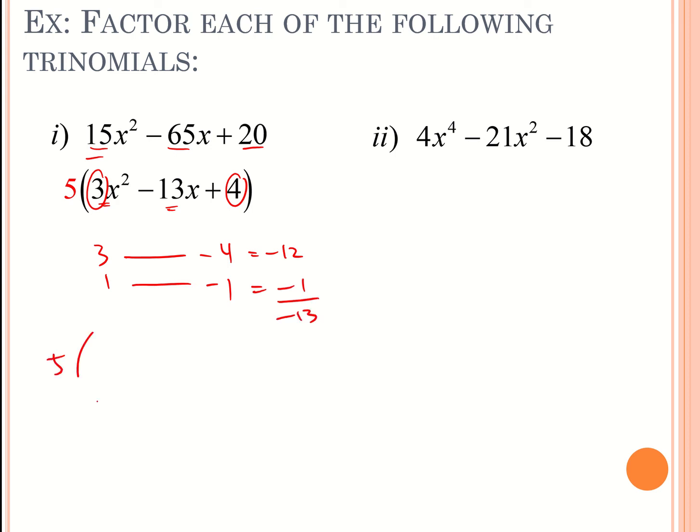Therefore, here's the 5. 2 brackets. A 3 and 1, so like 3x and 1x. Since the 3 is timesing negative 4, negative 4 has to go here, and then minus 1. There you go, that's it.